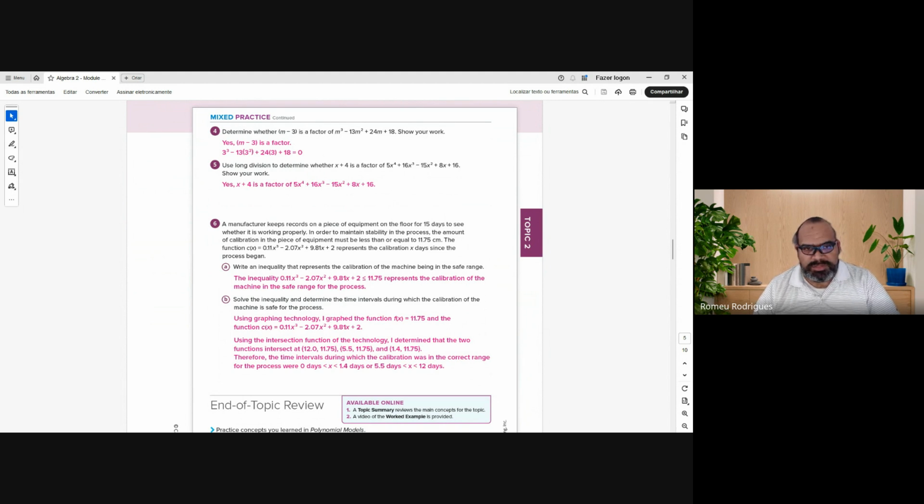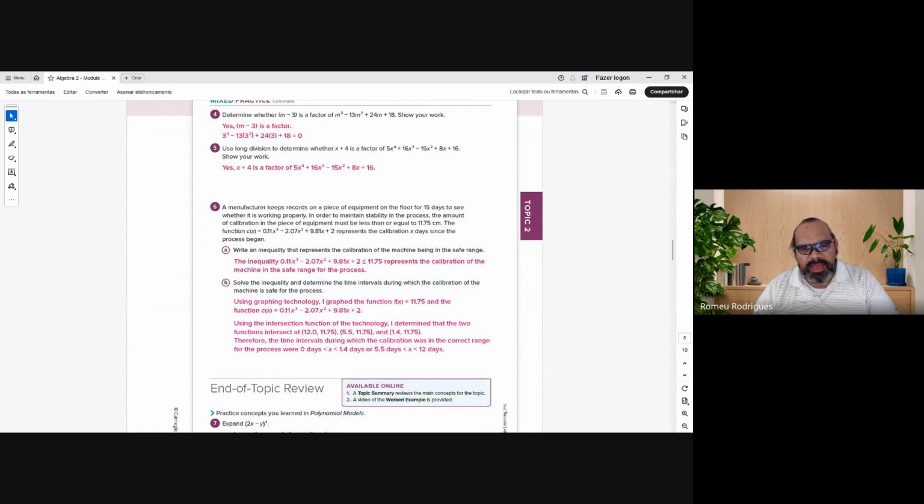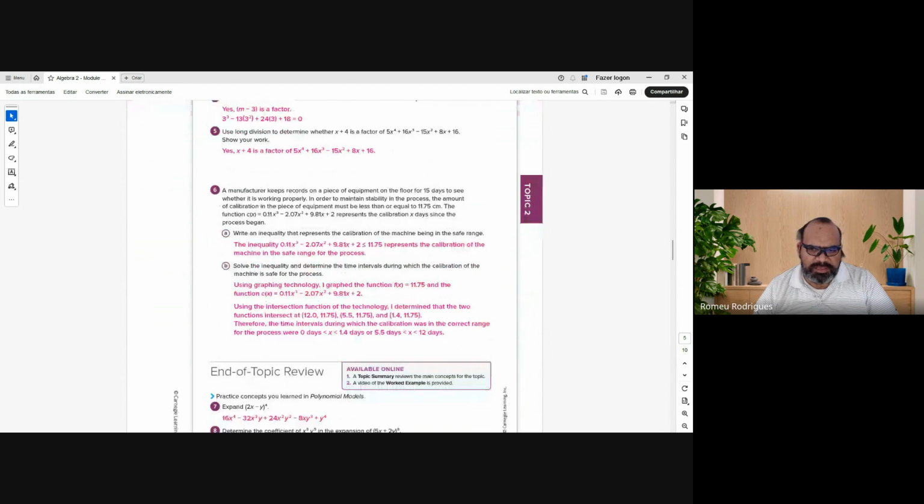Polynomials, divide the polynomials. Here, a manufacturer keeps records of the equipment over 15 days. And here's a word problem. Just apply the problem here to check the inequality. Okay. And after, we go over to check the calibration of the machine, and you see here whether the equation applies or not, you can calculate. Okay.